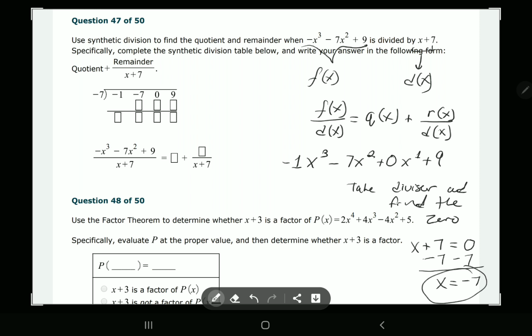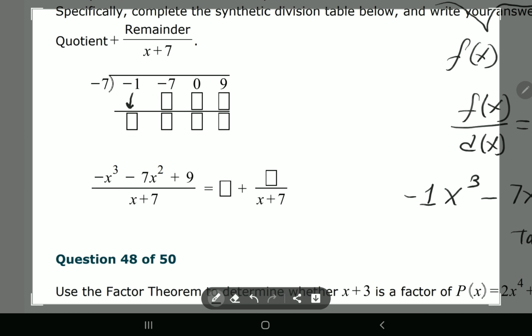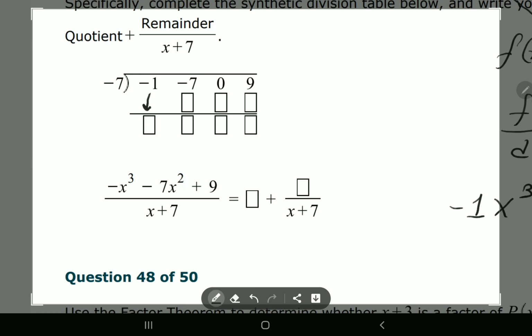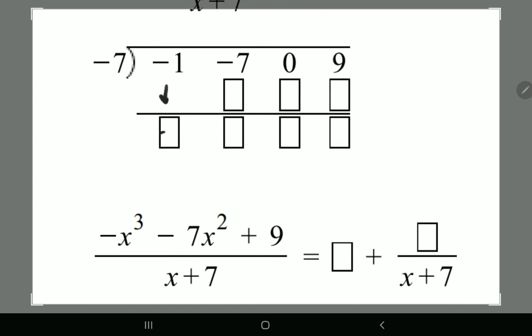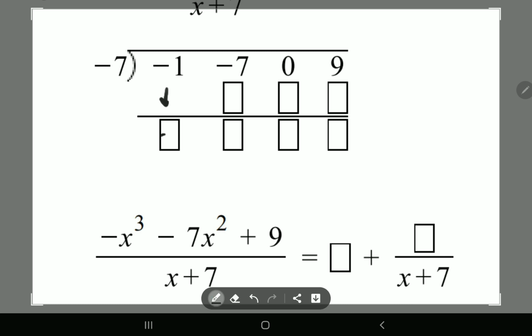Now, we're going to perform synthetic division. What you're going to do is drop down this negative 1. I'm going to zoom in temporarily. Drop down the negative 1. Always drop down the first term. Okay, make some modifications here because I want to be a little bit lazy. Don't want to do too much extra writing. Put the negative 1 here.